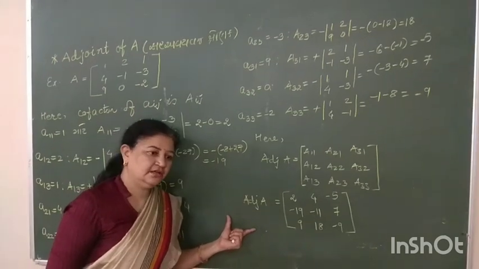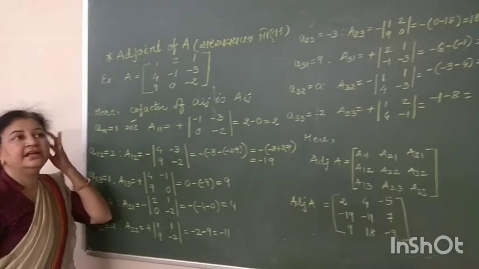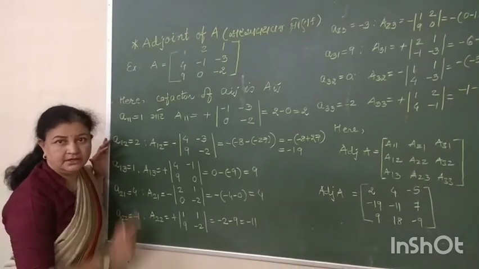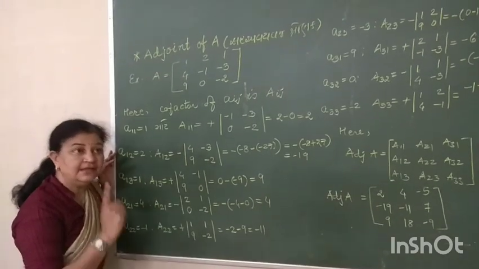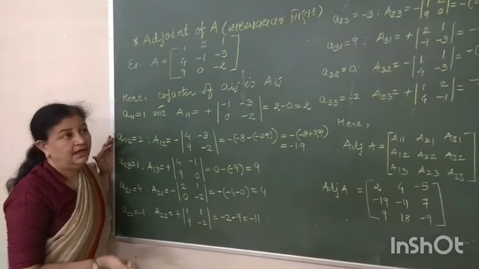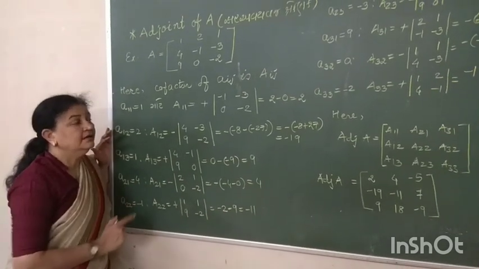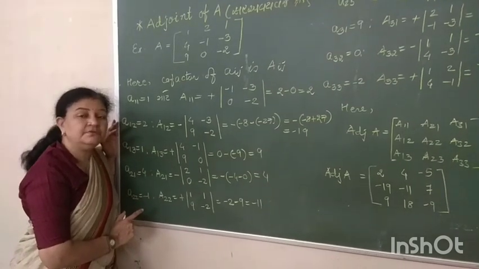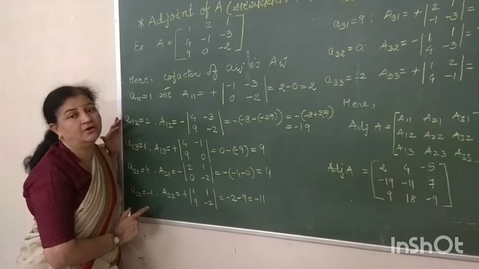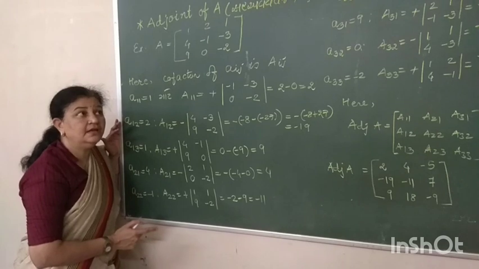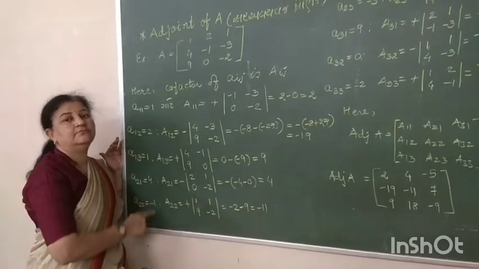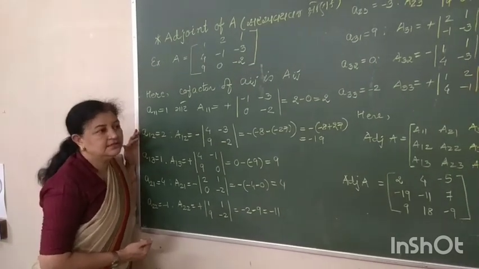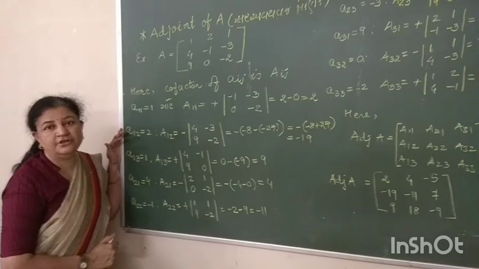Cofactor matrix. Let us look again. To find the adjoint of A of any matrix, first find the cofactor of each element of the matrix. Then take the transpose of the resulting matrix. It means first of all we find all the cofactors of all the entries of A. Then we take the transpose of that matrix and we get adjoint of A. I think you finally understood this process of adjoint of A.